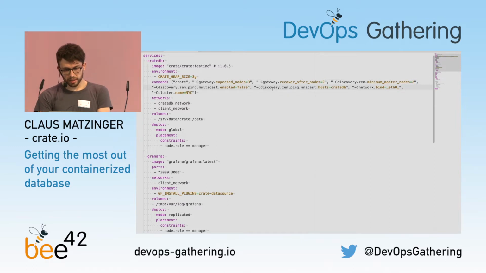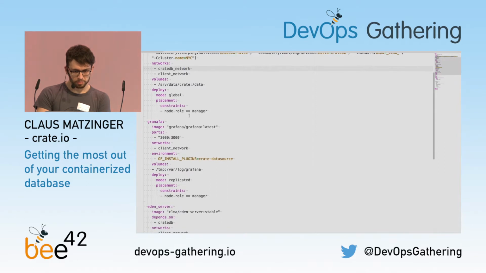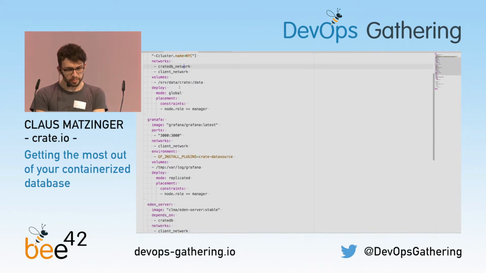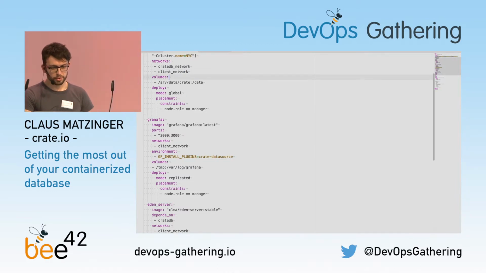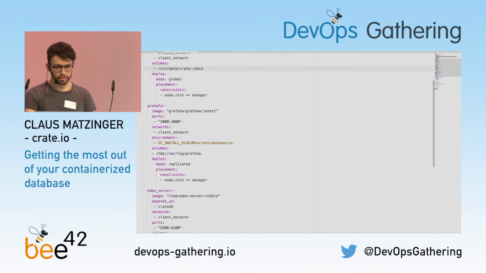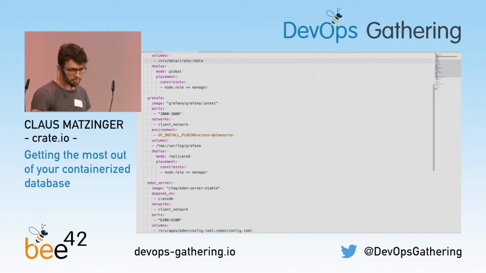Then we disable multicast because it doesn't work on a software-defined network, and instead use unicast. Then we bind to eth0 so as not to leave that up to random, and we call the cluster New York City because that's where I came up with the talk. We attach two networks, one for the client, one for Crate to talk to, and here we map the volume. This is basically where all the data is located.